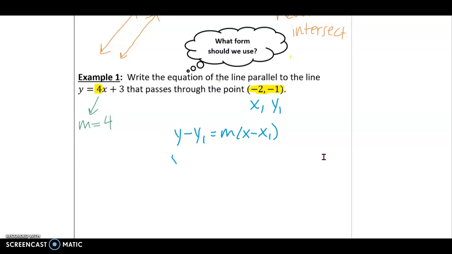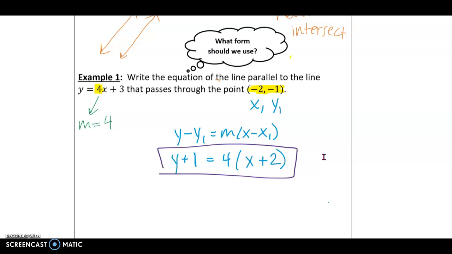So y1 is -1, so we would actually have y minus -1, a double negative, creating a plus. Our slope is 4, because we're using the same slope because they are parallel. And then we have x minus -2, so we have a double negative again, creating a plus. Now that is the equation, that's correct. But remember, there is another way to write it in y equals mx plus b form. So all we have to do is to convert it into that. So this is only one way of writing it.